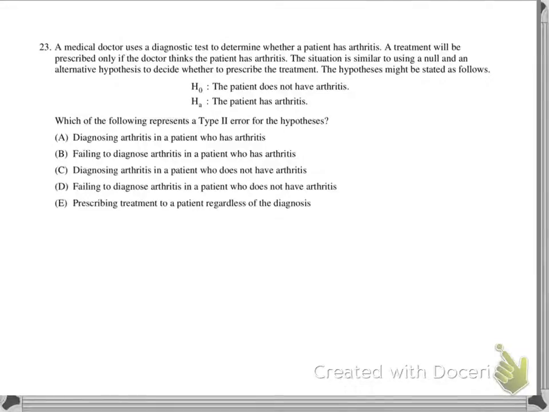Okay, so this 23 is a really good problem. You need to know your type 1 and type 2 errors, all right? So I suggest you memorize that and dump it down as soon as you get your test. All right, so they want to know which of the following here is a type 2.